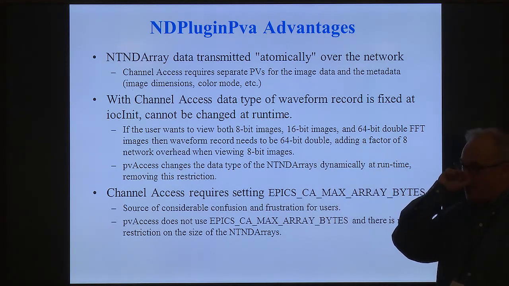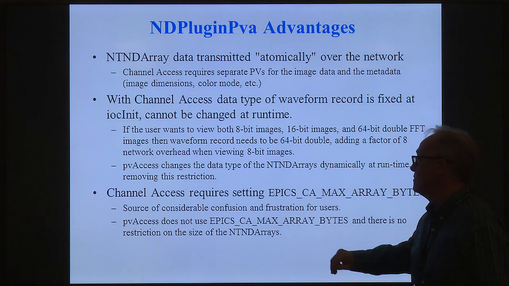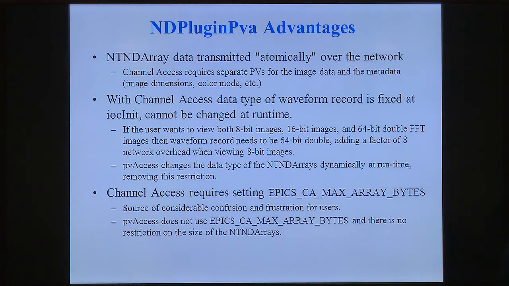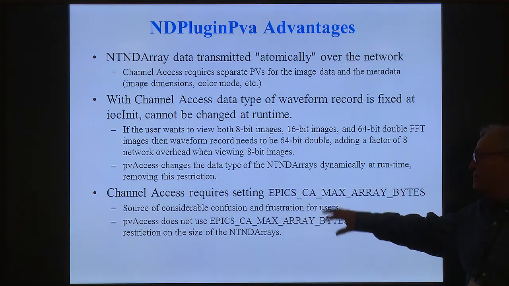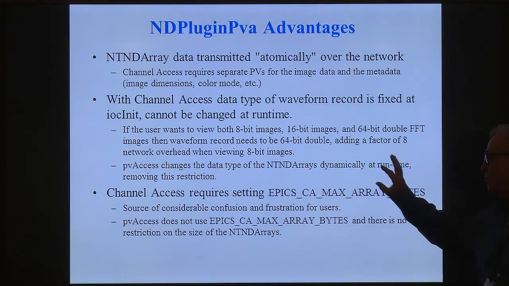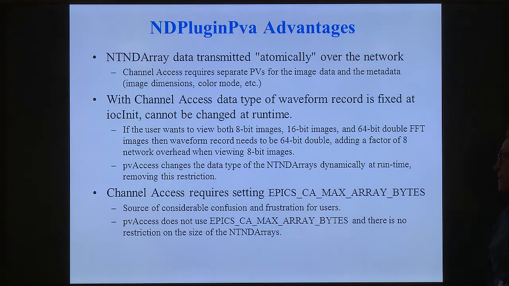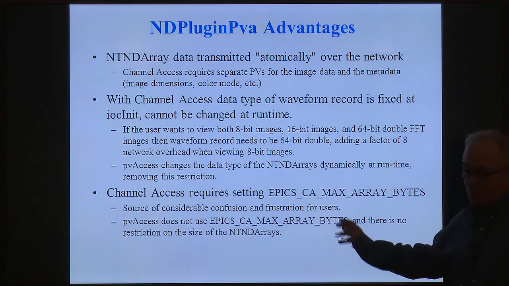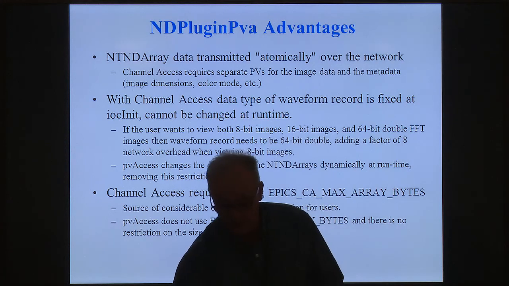So there's no restriction. With channel access, this was what Kaz was mentioning, there's EPICS_CA_MAX_ARRAY_BYTES. You have to set that. It's often a source of confusion and frustration for users because you don't want to set it too big, since it actually allocates arrays of that size. But with PV access, you don't use it. EPICS_CA_MAX_ARRAY_BYTES is not used. There's no restriction on the size of the NT-ND arrays.